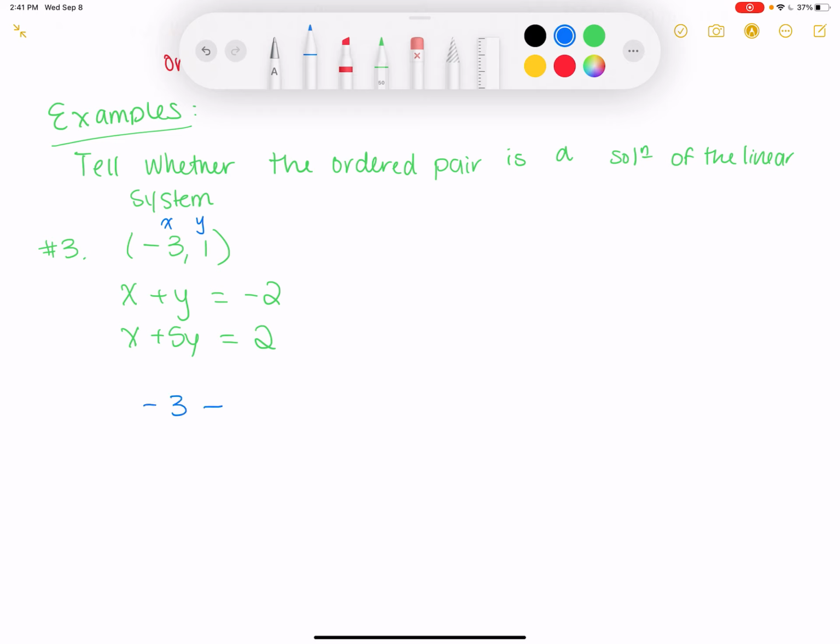So -3 plus 1 going in for y is equal to -2. -3 plus 1 is -2, which is equal to -2.